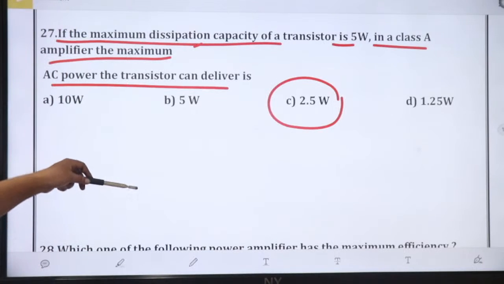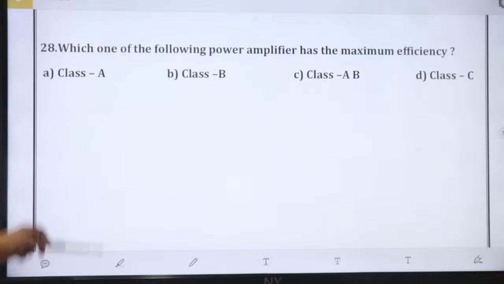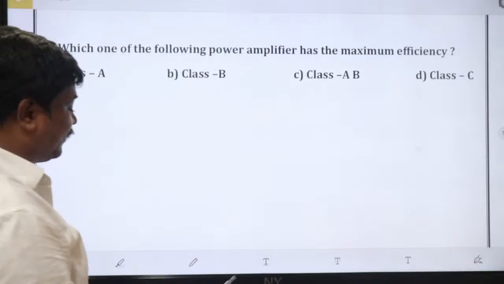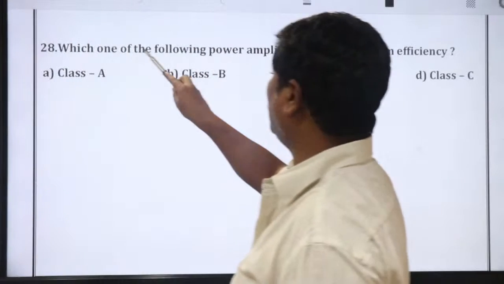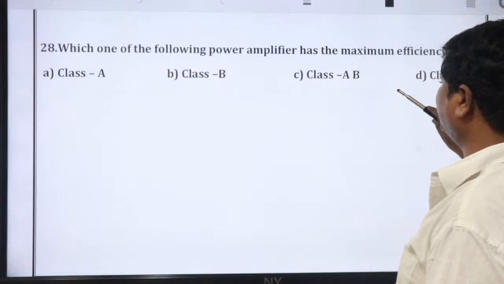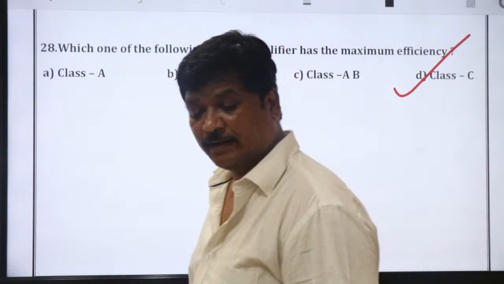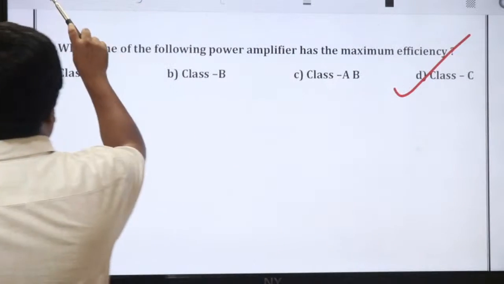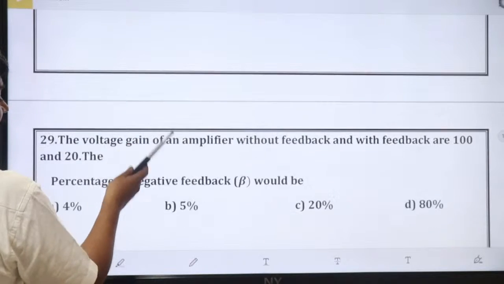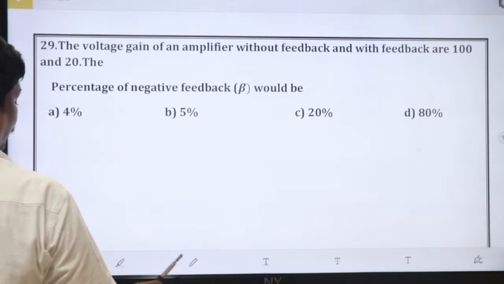Next. Which one of the following power amplifier has maximum efficiency? Class C amplifier. That already we discussed. 80 something.